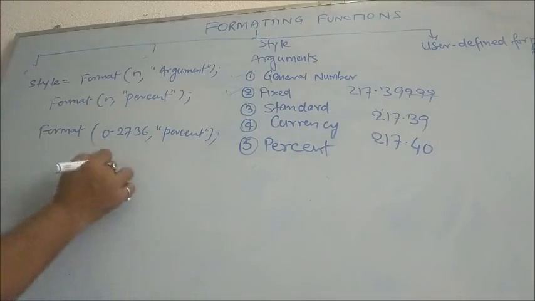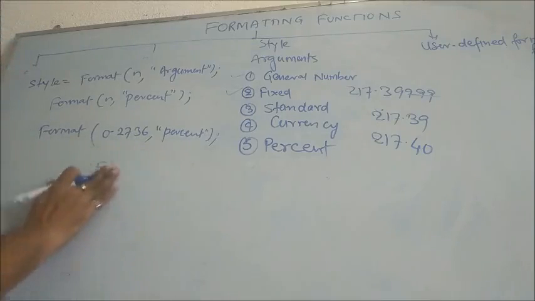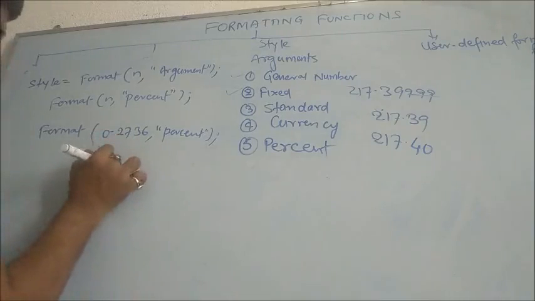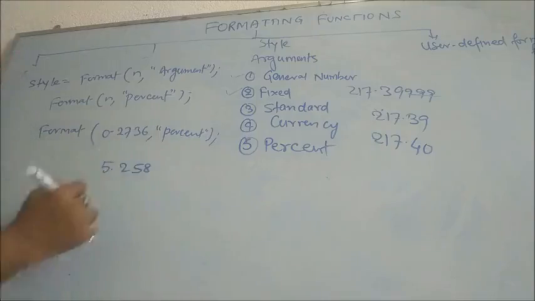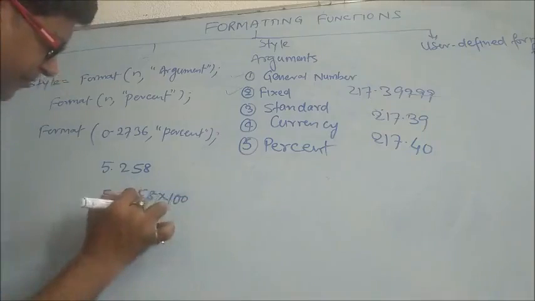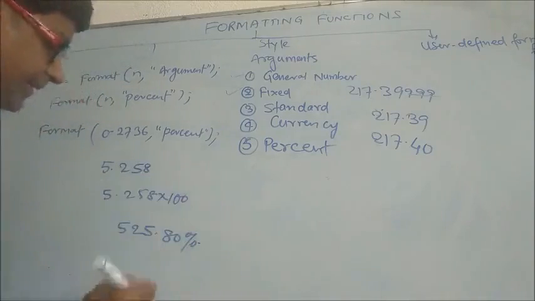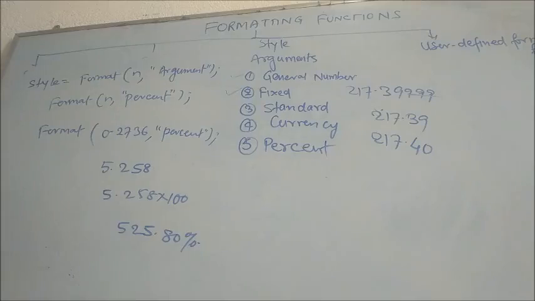Even instead of this, if you are having 5.258, so what will you get as an answer? 5.258 into 100. How much will it be? It will be 525.80. Right? It will behave as 525.80%. So in this way, I have tried to explain to you about the type argument.